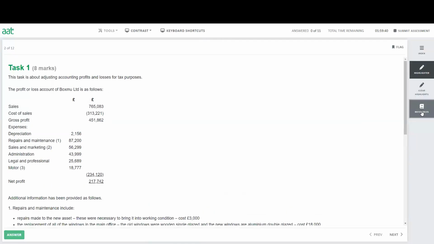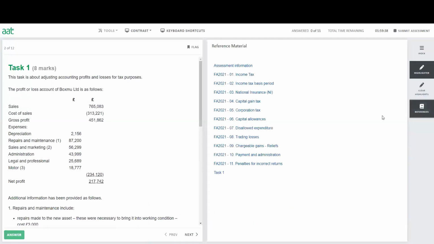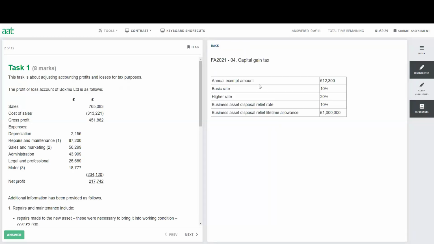And the final thing, we have a reference material. The reference material will give us every single chapter: income tax, national insurance, capital gain tax. If you click any of the reference material, you're going to see the rate. For example, the annual exemption rate is 12,300 for the capital gain tax. The basic rate is 10%. The higher rate is 20%. And if any asset is eligible for business asset disposal relief, it is 10%. And the maximum relief is 1 million.